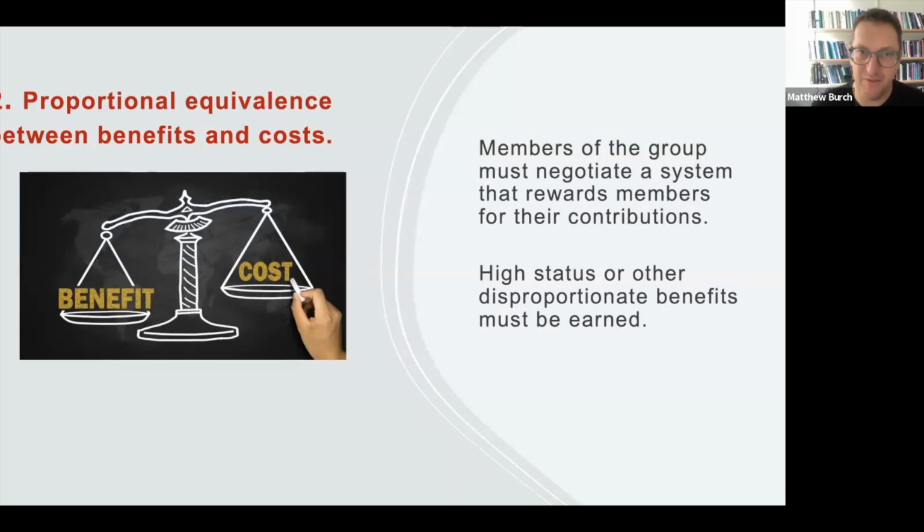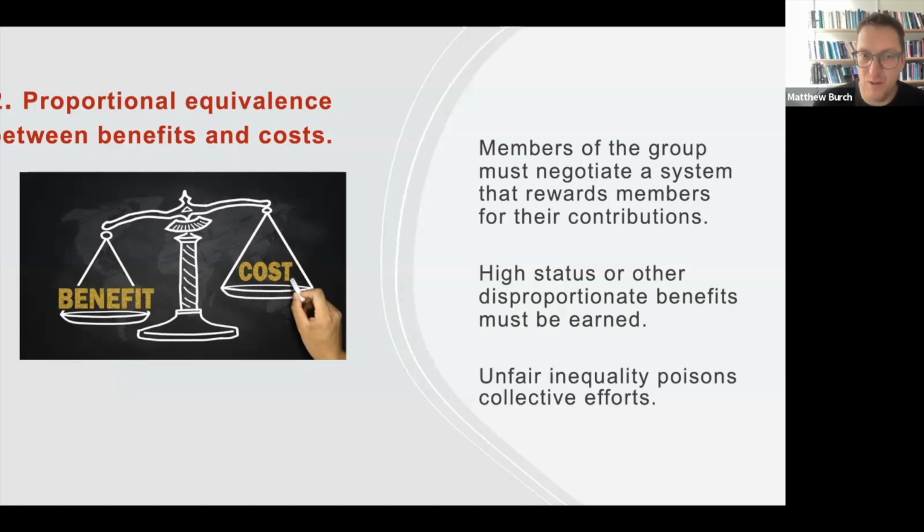So the status of the different users has to be determined by how much value they are actually putting into the resource. It can't be determined by some arbitrary factor. For example, take something like nepotism. Nepotism is when people give other people jobs or give people special benefits because they're related to them. And that's considered unfair because it's not a matter of how much value those people are bringing to the table, but it's a matter of who they know or who they happen to be related to. So successful common pool resource management regimes tend to have systems in place so that the benefits that you get out of the common pool resource are proportional to how much value you put into the system.